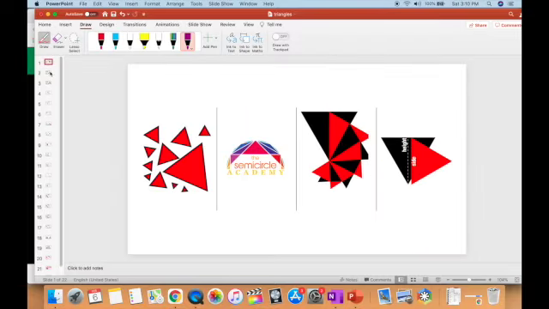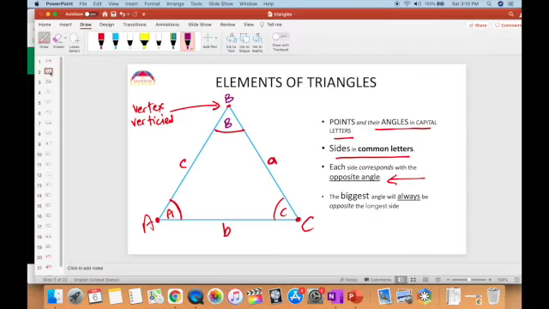We're talking about triangles today, and we're going to start with the elements of a triangle. A triangle has many parts, as you can see. We normally name, first of all, the points, and we name the points in capital letters. So we have the point A and the angle A, and the point C and the angle C, and those are capital letters.